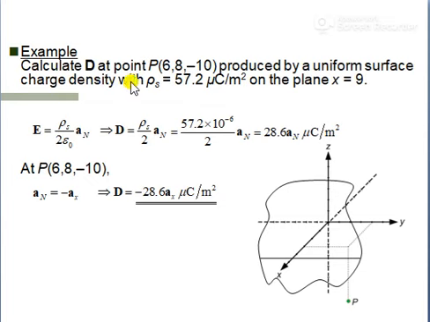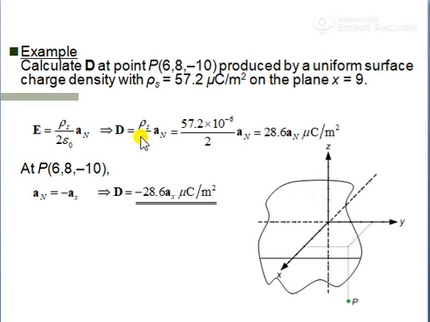Calculate D at a point P (6, 8, minus 10) produced by a uniform surface charge density rho S equal to 57.2 microcoulomb per meter square on the plane x equal to 9. So this problem is also on electric flux density due to uniform surface charge. So rho S is given, the point is given.